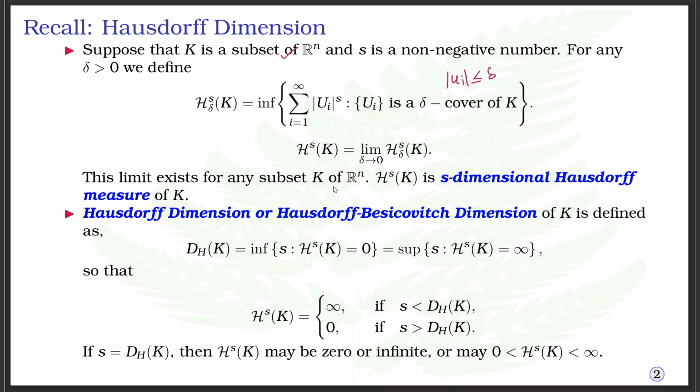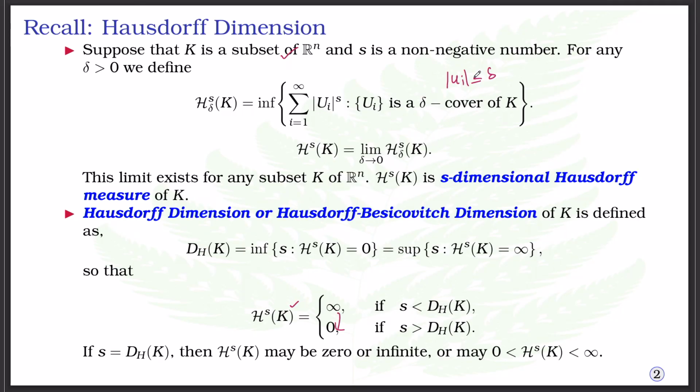Now there is a critical point s where this measure jumps from infinity to 0. That critical point we can call the Hausdorff dimension, that we formally define here. Formally we define the Hausdorff dimension as where the s-dimensional Hausdorff measure jumps from infinity to 0. This is the definition of Hausdorff dimension, and we obtained the Hausdorff dimensions of the sets by different methods we discussed.